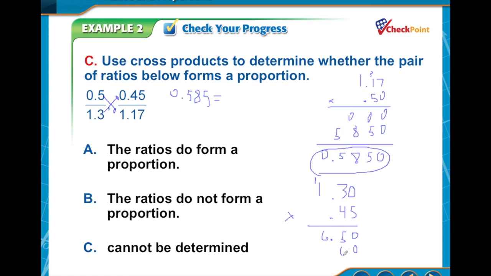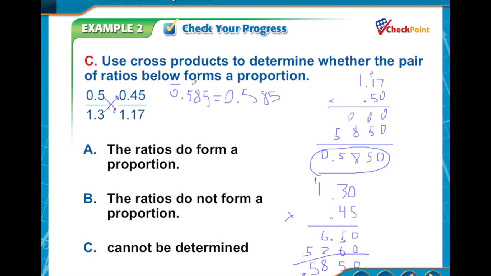4 times 0 is 0. 4 times 3 is 12. And carry the 1 over. 4 times 1 is 4, plus 1 is 5. So we'll get 0, 5, 8, and 5. And we have 4 decimal places again. So there goes our decimal. And notice, hey, we have the exact same decimal here. This is also 0.585. We generated the same decimal with both of these cross products.